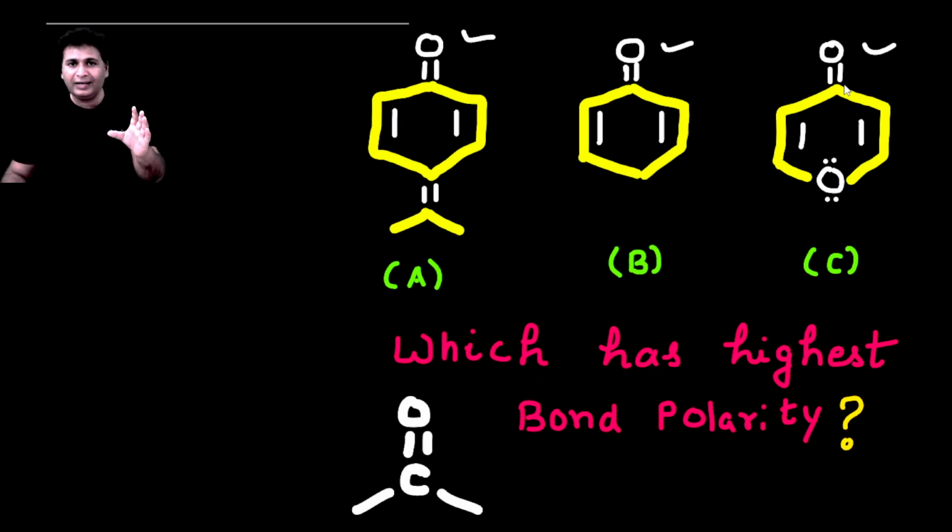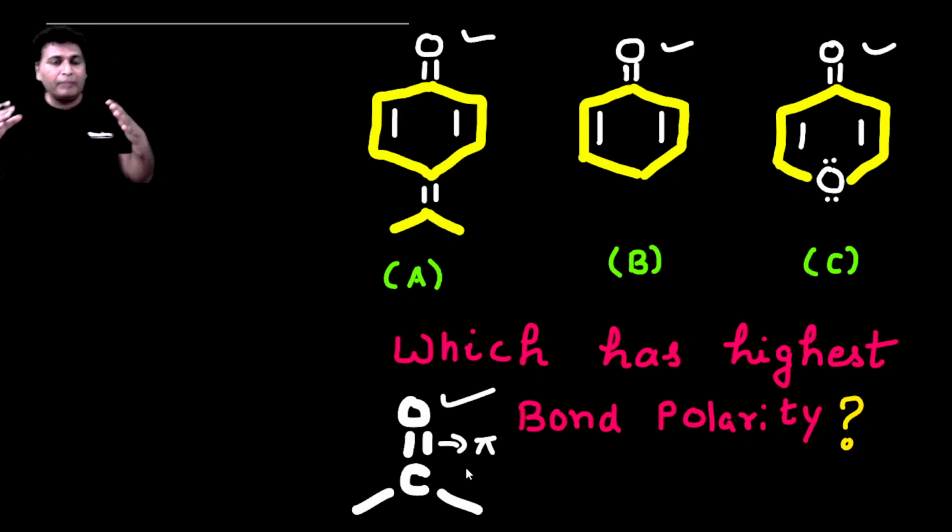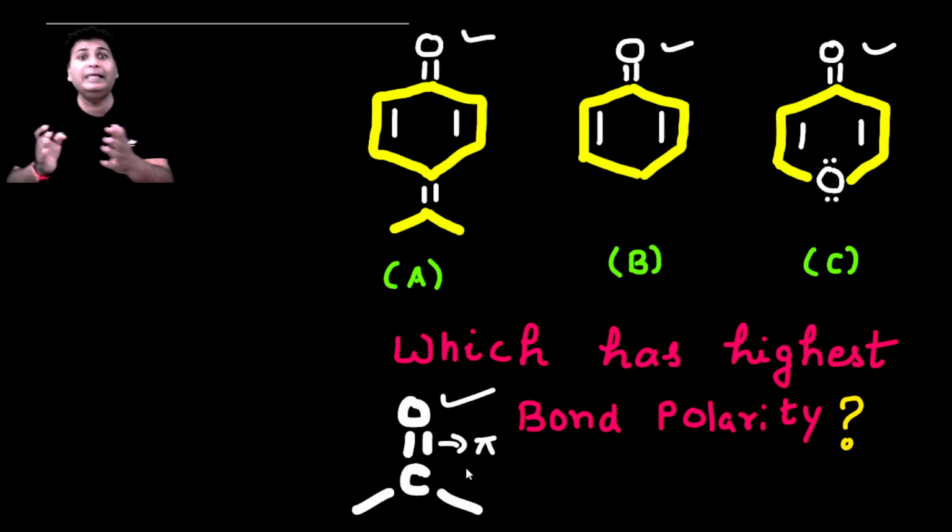You should understand C double bond O. As you can see, this C double bond O has got a pi bond. A pi bond is something which can be delocalized easily. It is loosely held by the atoms, so you can shift it easily. And because of the shifting of the pi electrons, we call it resonance also, there will come a bond polarity. So out of the three compounds I have mentioned, we have to predict the one having the highest bond polarity.